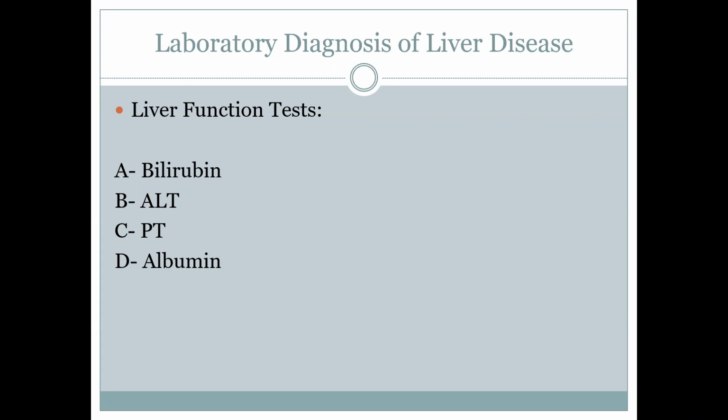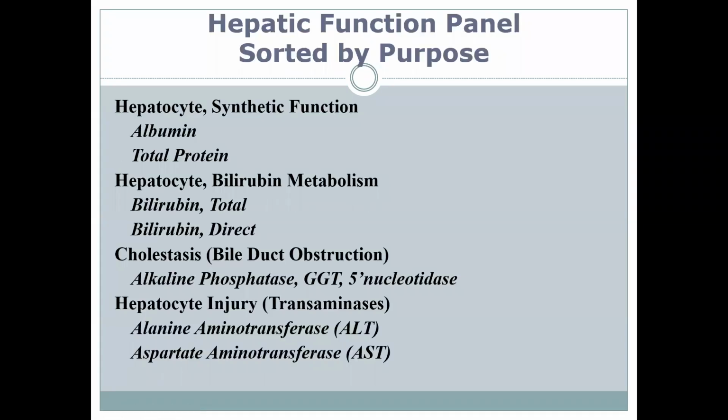So bilirubin is going to look at the conjugation function of the liver. ALT is going to look at the patency of the liver cell. The PT, the prothrombin time, is going to look at the coagulation work of the liver, and the albumin is going to look at the protein making ability of the liver. And this is a semi-complete list of the hepatic function panel. So from each one of those, one has been chosen.